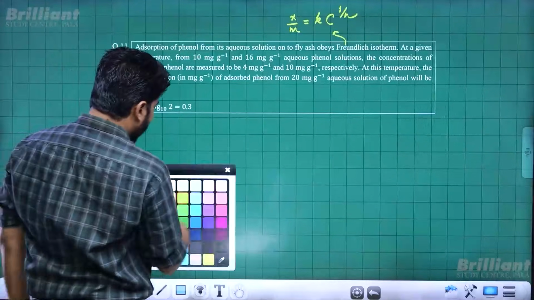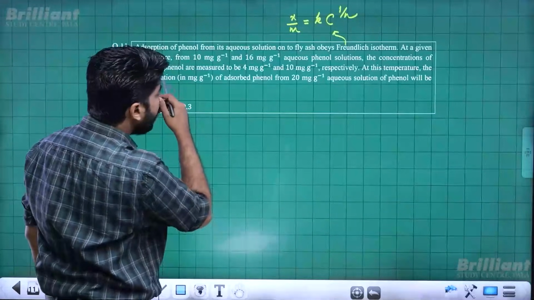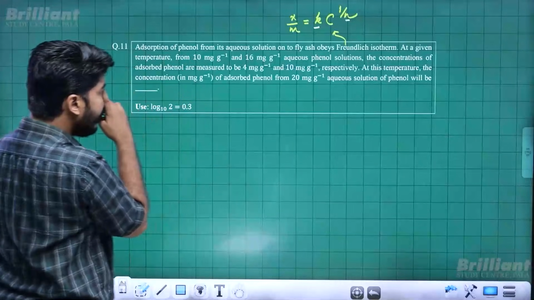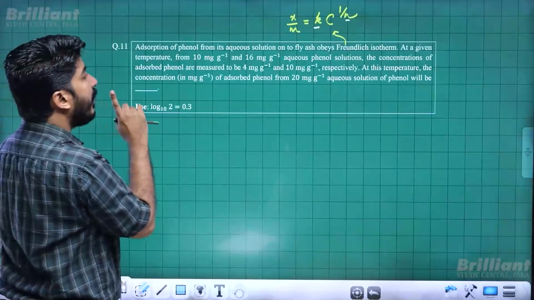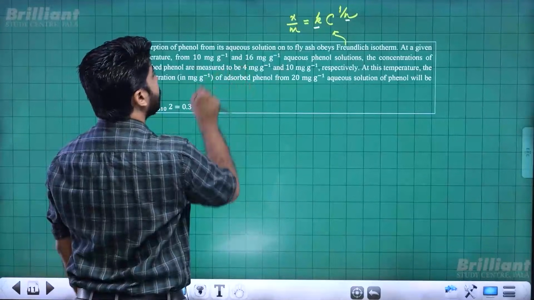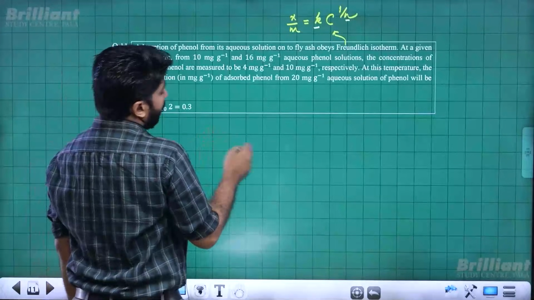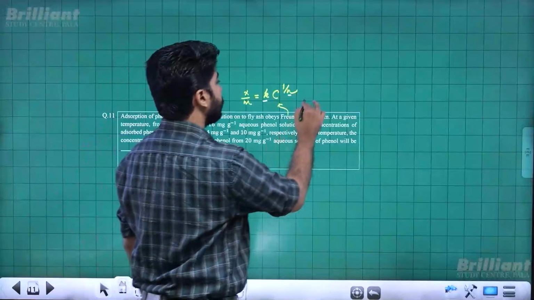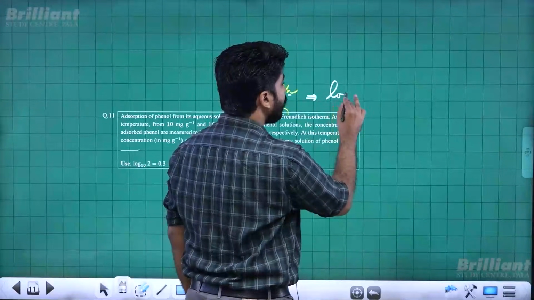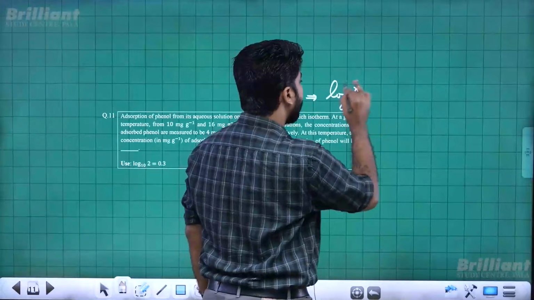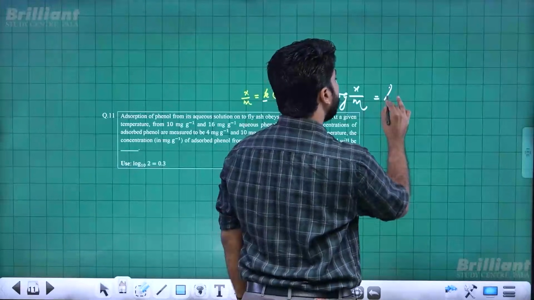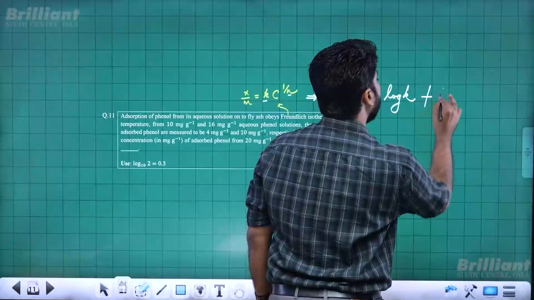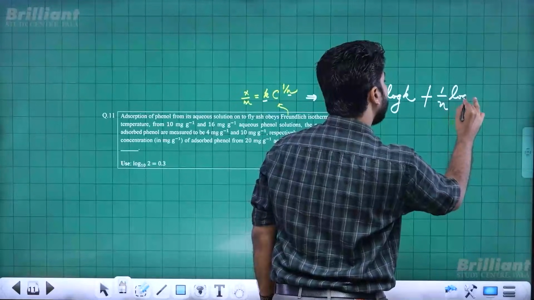Now let's try to solve it. Here the values of K and N are not given, so first of all, we need to find out the values of K and N from the given two data points. For that, let's convert to logarithmic form. Log X by M is equal to log K plus 1 by N log C.